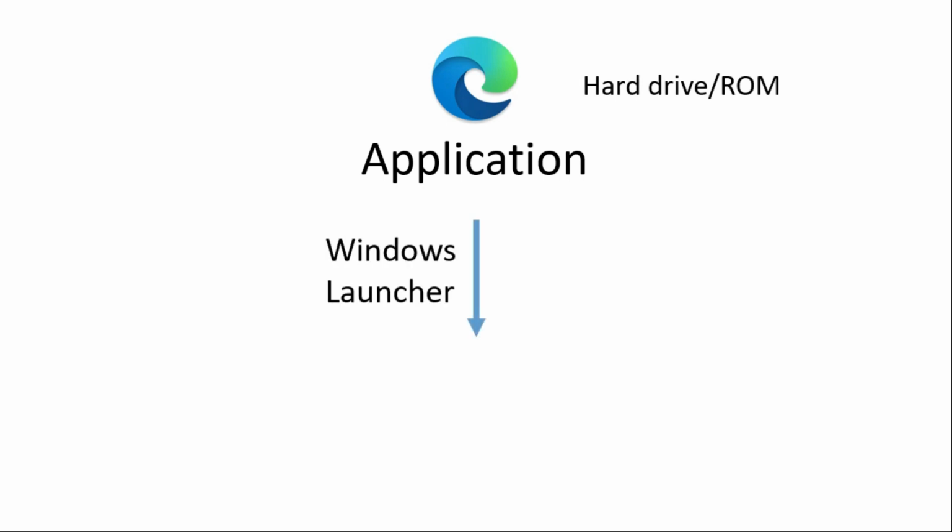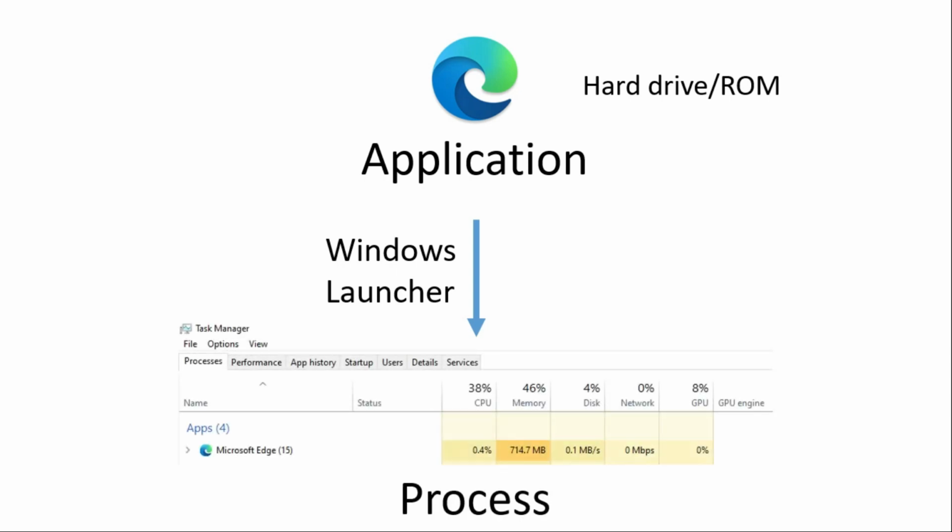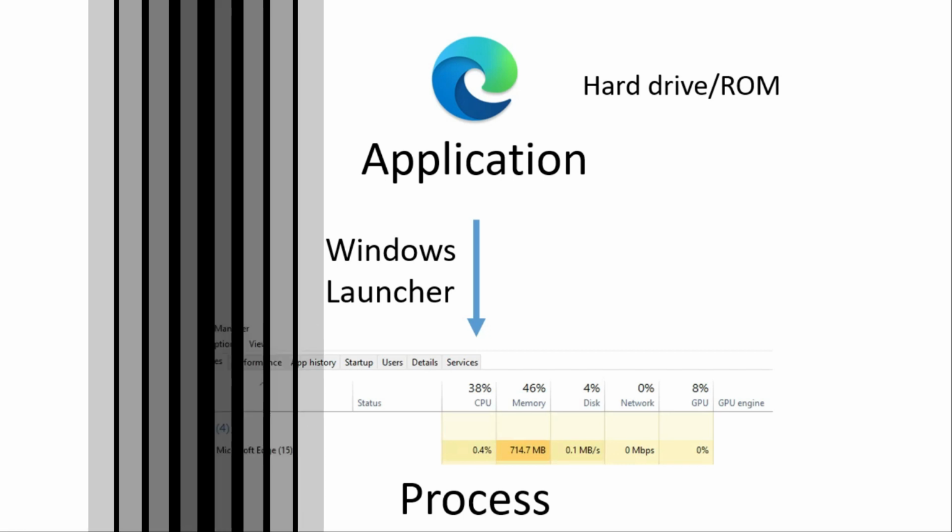Now, in order to differentiate between an application and a process, we can say that an application is not active until and unless a user launches it on a system using the Windows launcher. Hence, an application is just residing on the hard drive of the system. Once this application gets converted to a process, then it will demand many resources of our system like RAM, CPU, GPU and network depending upon the type of the application.